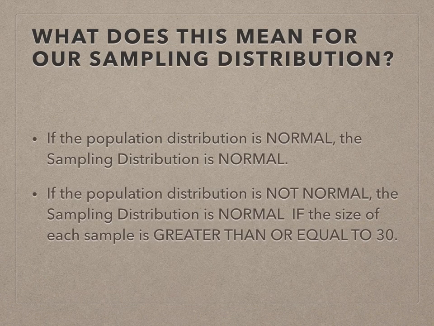So what does this mean for a sampling distribution? If the population distribution is normal, the sampling distribution is normal. If the population distribution is not normal, the sampling distribution is normal if the size of each sample is greater than or equal to 30. That's pretty cool. So that means basically, if the population is normal, the sampling distribution is normal. If the population distribution is not normal, the sampling distribution is normal if the sample size is greater than or equal to 30.